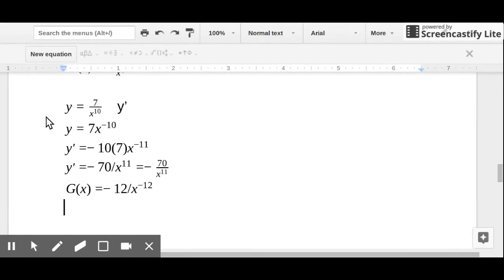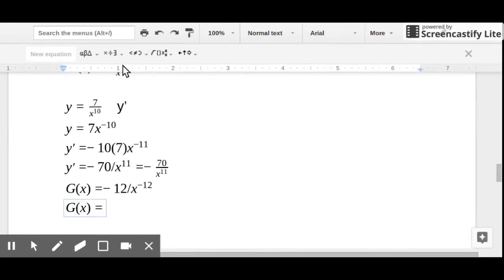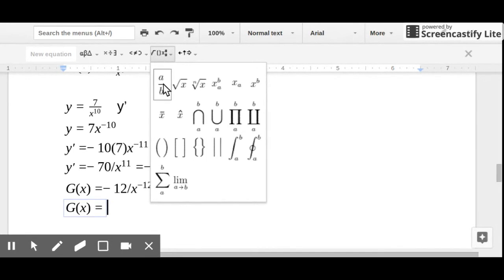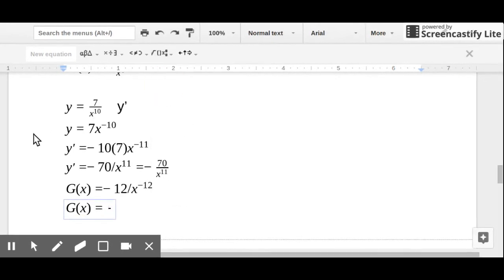So you see something fishy? Right, so we need to rewrite this. We've got to rewrite it. So we're going to say g. I'm using a little bit different notation so you can get a feel for other ways of writing. I'm going to bring that negative out front.